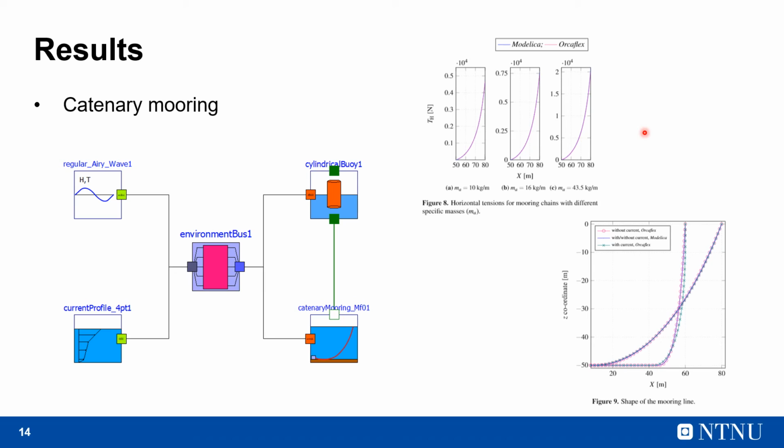However, we see that when we specify a current, the mooring line in the Orcaflex model deflects as a response to the current. But since we use the quasi-static catenary approach, the mooring line shape in the Modelica component model remains the same.